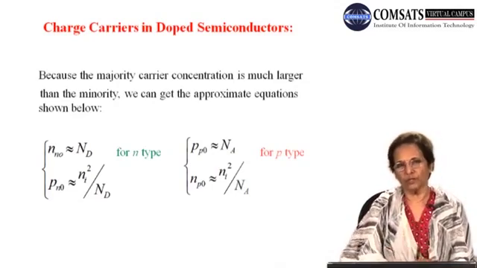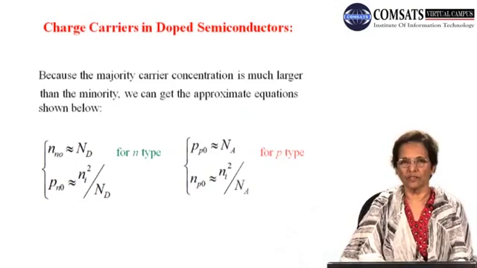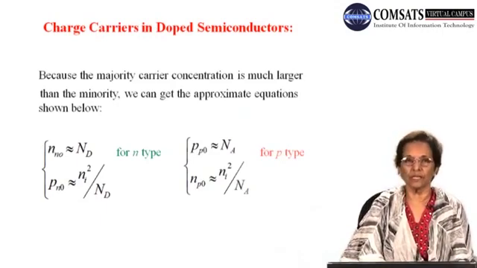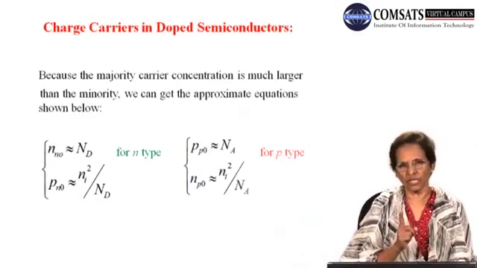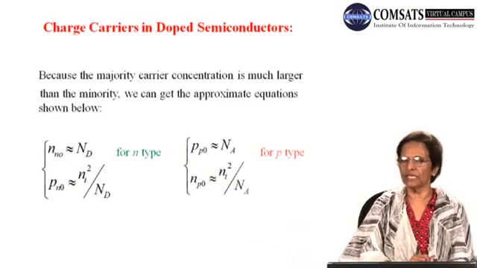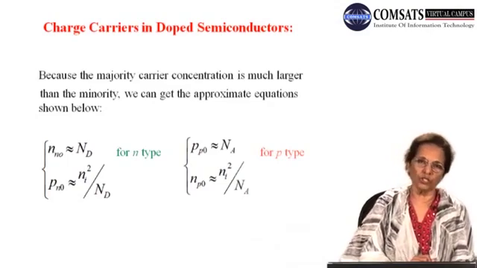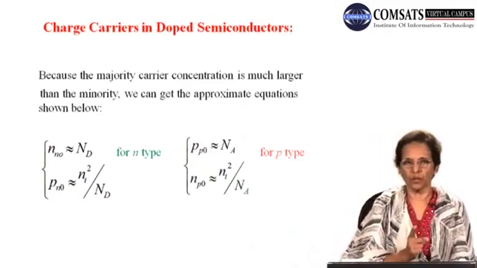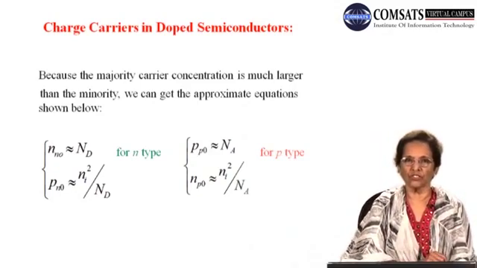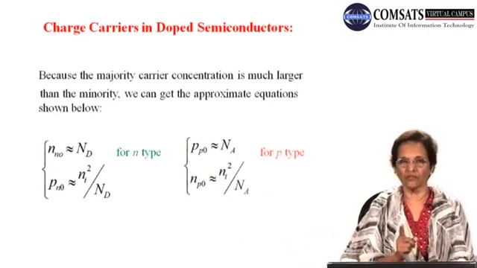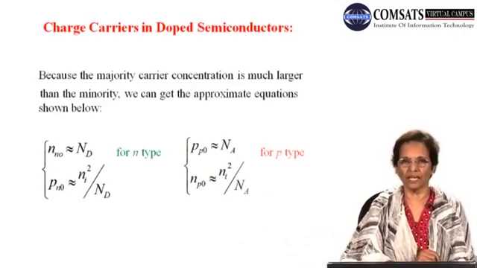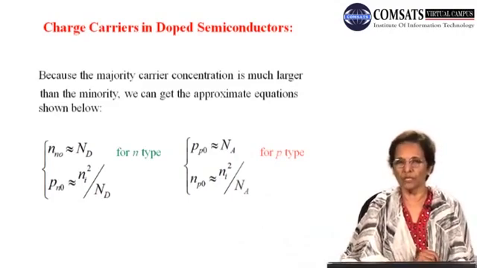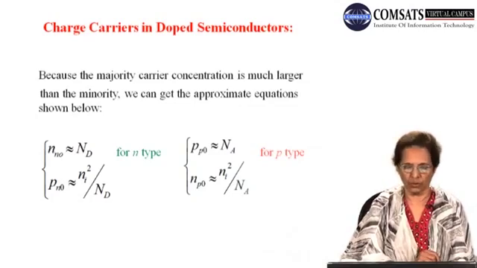Now I must remind you of the important condition, the condition of thermal equilibrium, or the law of mass action, which states that whether your material is intrinsic or doped, n-type or p-type, the product of free electron concentration and free hole concentration, that is n times p, must be equal to some constant n_i squared.